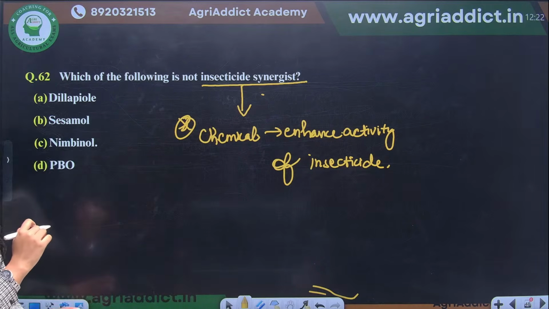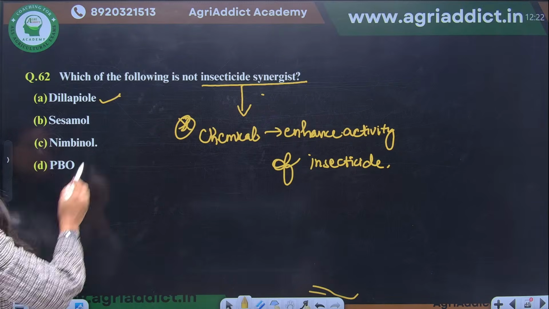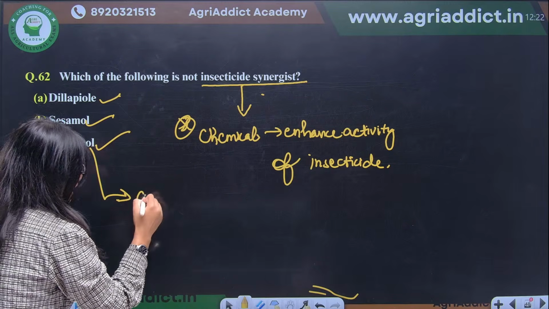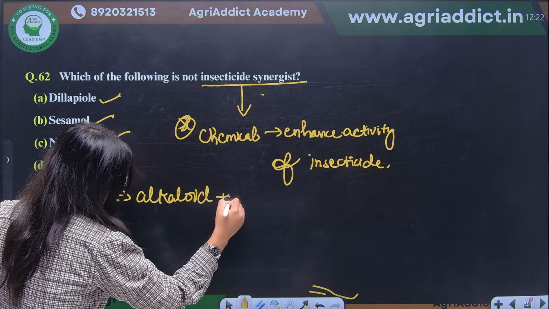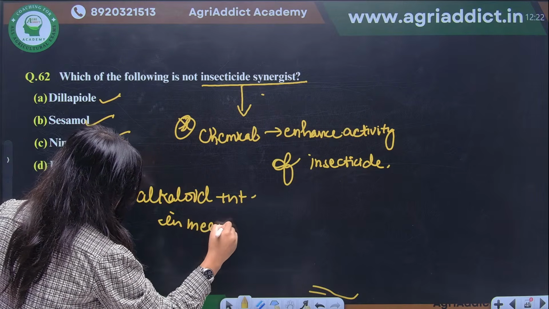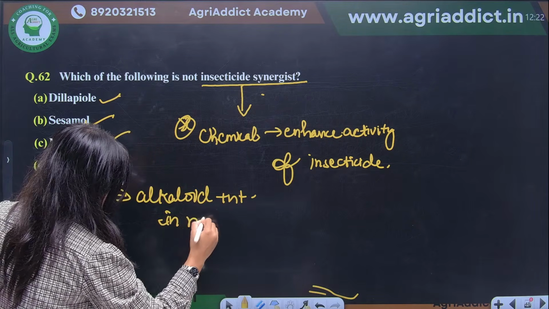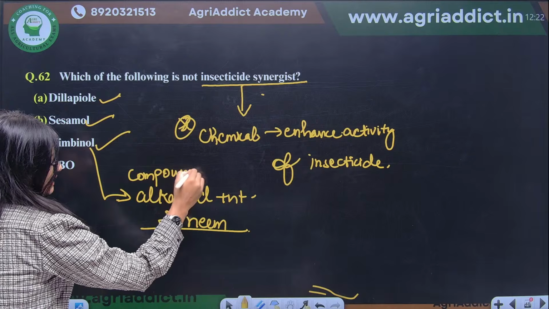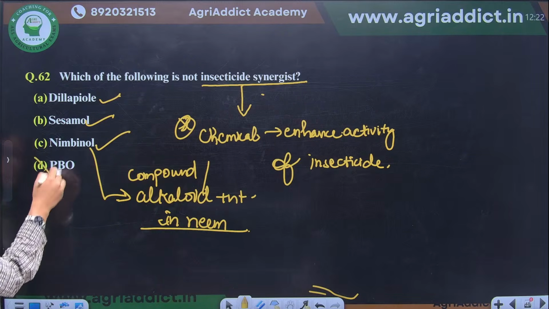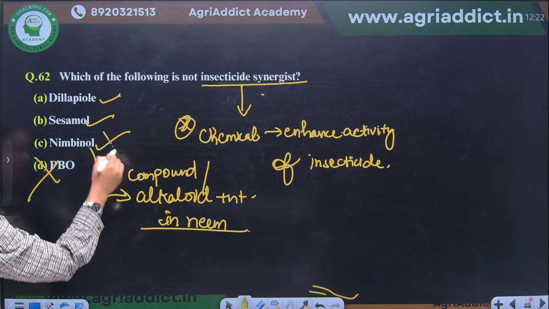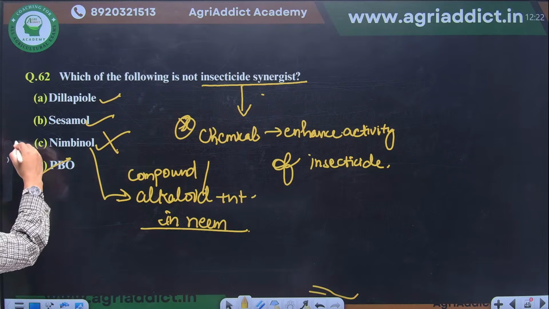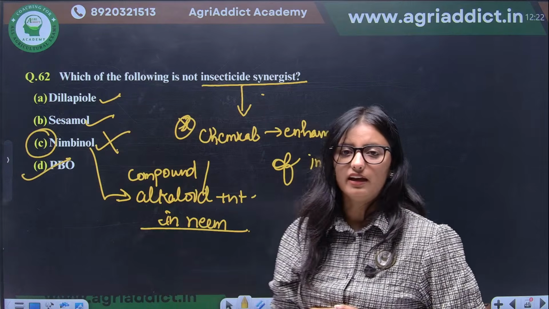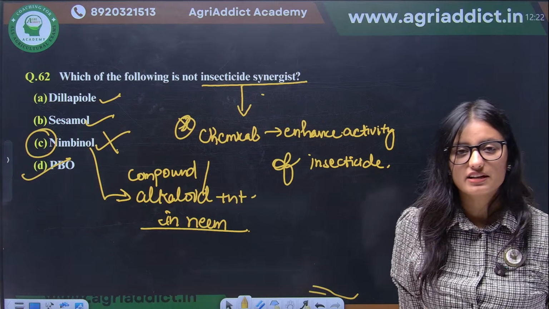So what will be the answer here? This is a synergist, this is a synergist, this nimbinol. Nimbinol is not a synergist, it is an alkaloid present in neem. Okay, or compound present in the किसमें, नीम में. And this is not a synergist and this is also a synergist. So C will be the correct answer. Answer C is correct. Is it clear? Clear है what is synergist?